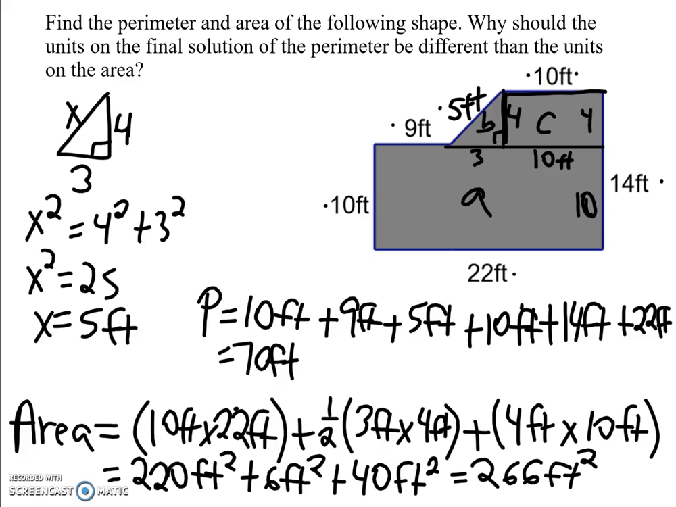And the units again are different because when I'm doing area, I'm multiplying my units. So foot times foot gives me a square foot. I'm dealing with the length and the width. Whereas perimeter is only dealing with going the length around the shape.